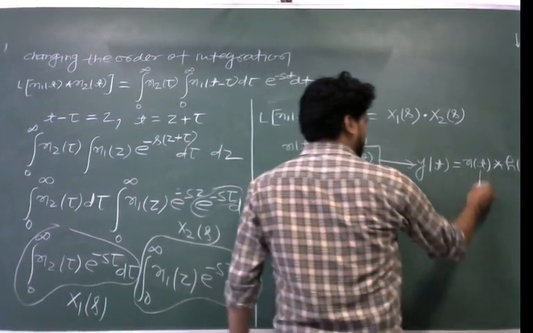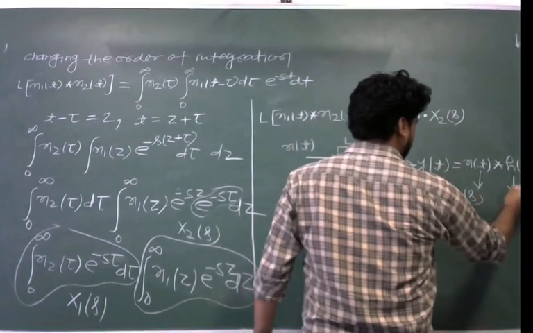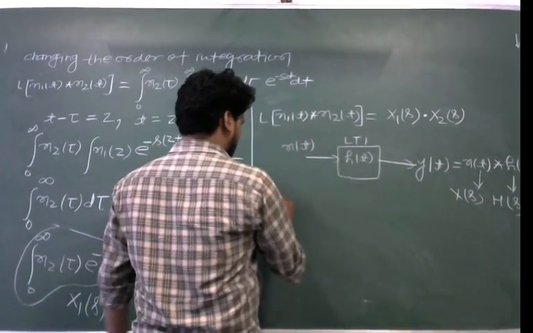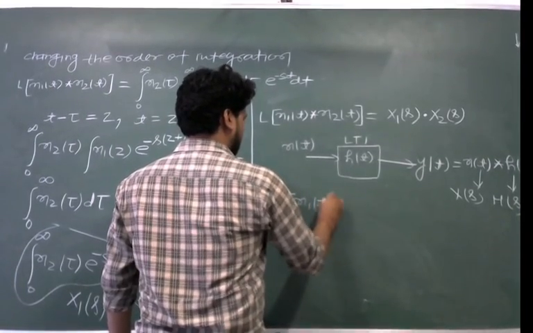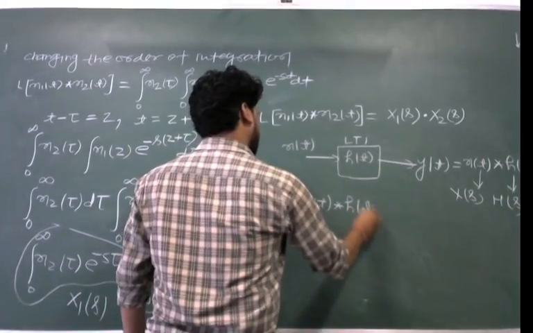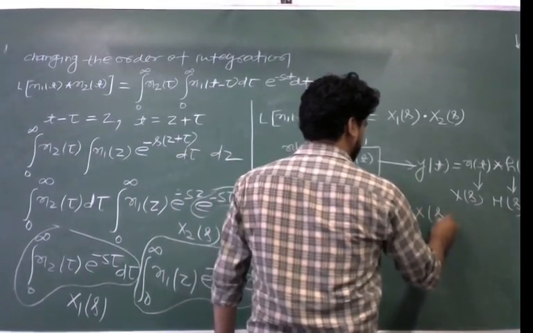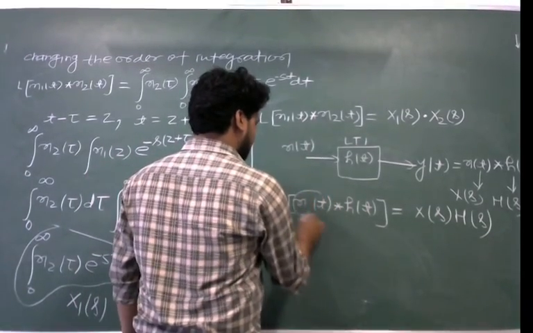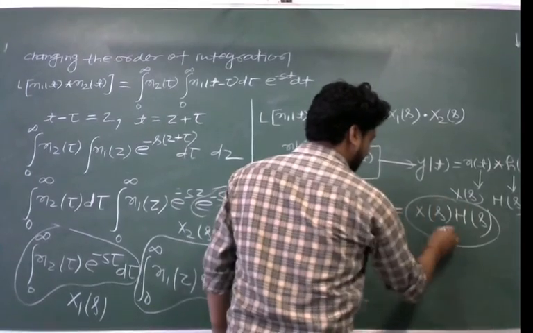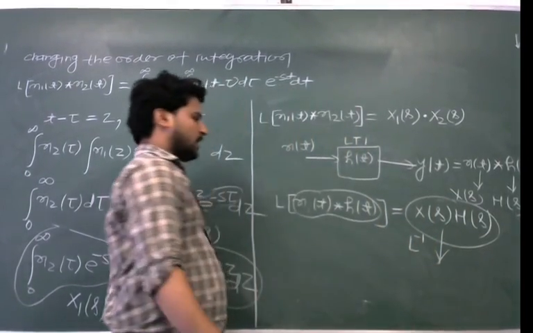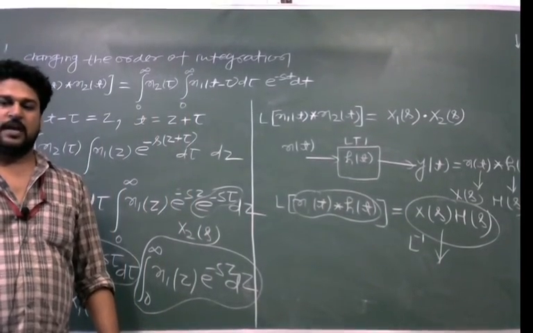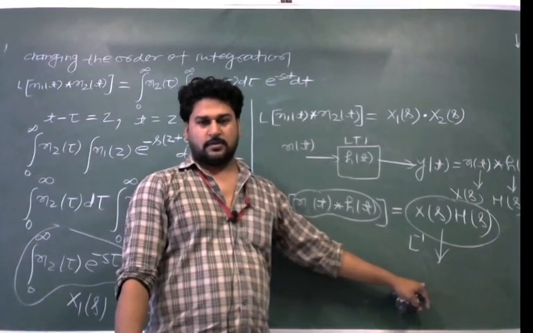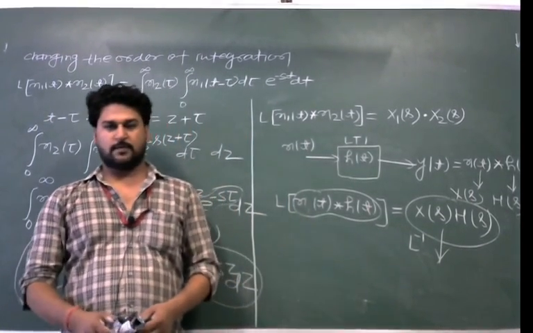Suppose the Laplace transform of x(t) is X(s) and the Laplace transform of h(t) is capital H(s). Then the Laplace transform of x(t) convolution with h(t) will be equal to X(s) into H(s). And to get the signal x(t) convolution with h(t) back, we will take the inverse Laplace transform of X(s) H(s), and we will get the convolution of the signals in the time domain. So that's why the convolution property of the Laplace transform is important.